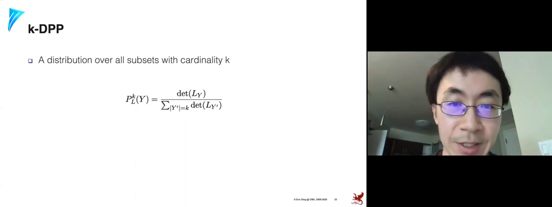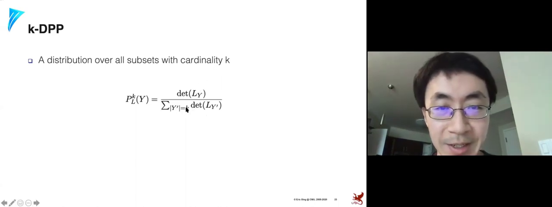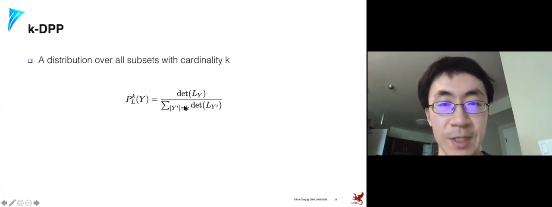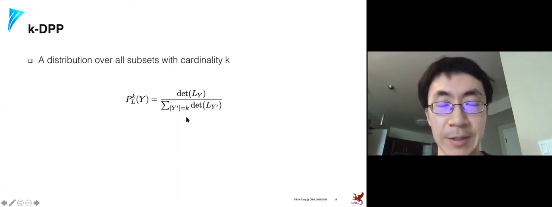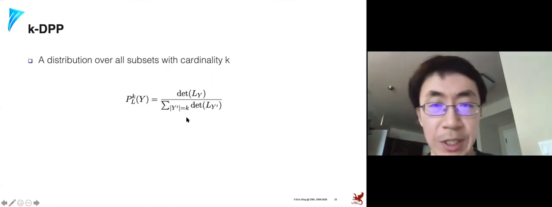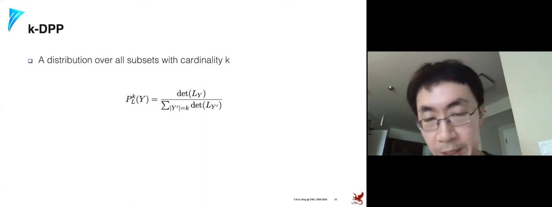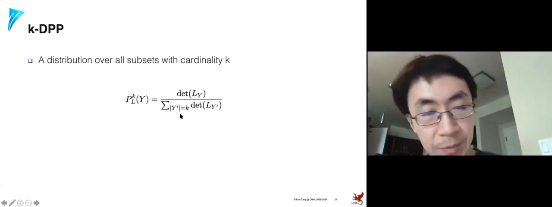But in practice, we cannot use this definition to do the calculation because here we still have a huge number of subsets that all have cardinality of k, right? If you calculate this partition function using the brute force manner, that would be hugely expensive. So in the actual operation, we do not use this probability definition, but use some other methods.